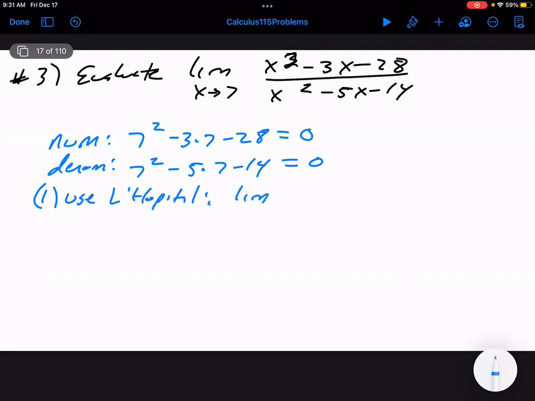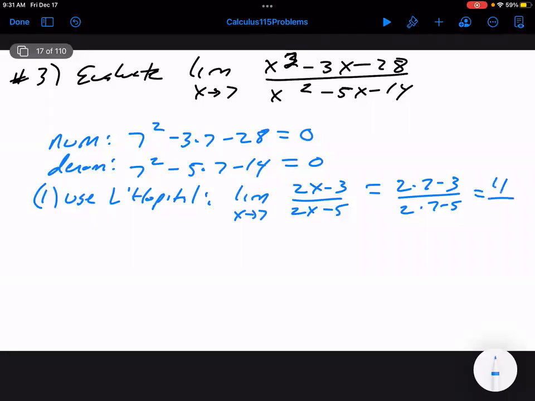And then this is the same as the limit as x goes to 7 of 2x minus 3 over 2x minus 5. This is no longer 0 over 0, so this would just be 2 times 7 minus 3 over 2 times 7 minus 5. 14 minus 3 is 11. 14 minus 5 is 9. So that's one way to solve it.